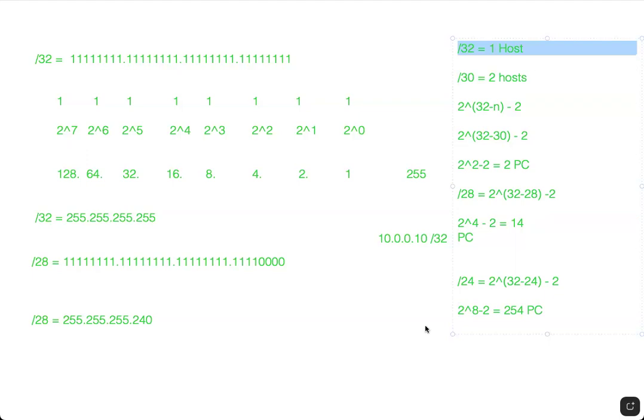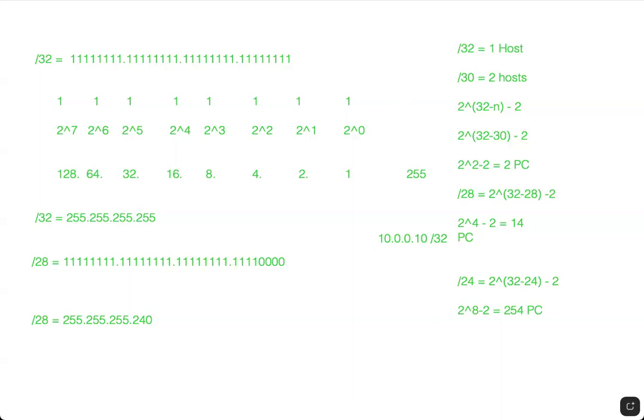Any questions on the calculation, guys? How did you get 2 to the power of 8 minus 2 is 254? 2 to the power 8 is equal to 256, minus 2 is equal to 254. You know how we do powers, right? 2 to the power 2 is equal to 4. Okay, just making sure. Any questions, guys?